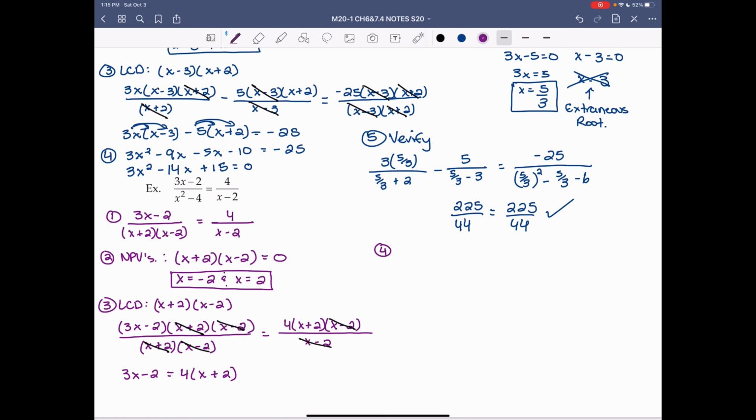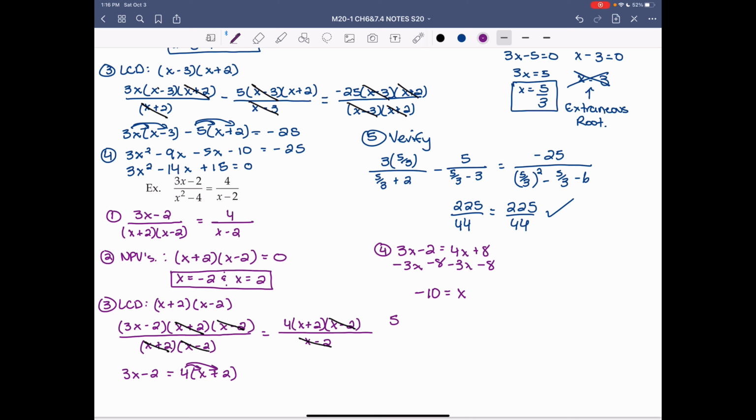Step 4, let's solve and simplify. 3x minus 2 equals 4 multiplied into our brackets, 4x plus 8. This is a linear, so we want to move x's to one side, non-x's to the other. I'm going to subtract 3x and subtract 8. I then get negative 10 equals 4x minus 3x, which is x. So x is equal to negative 10.